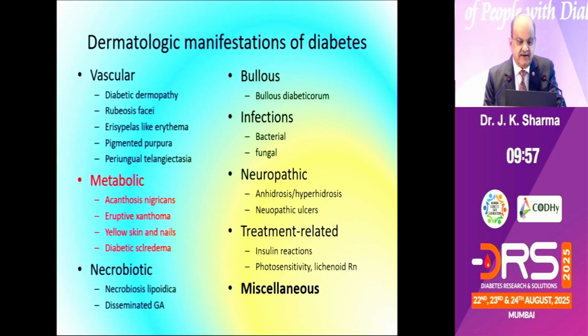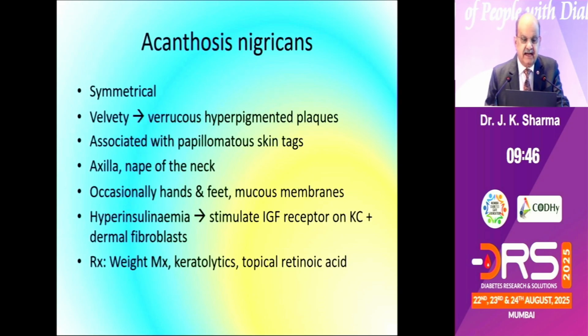Now coming to the metabolic. Acanthosis nigricans, we all know about this. Eruptive xanthomas, yellow skin and nails, and the diabetic scleroderma. Acanthosis nigricans: they are symmetrical, verrucous, hyperpigmented plaques associated with papillomatous skin tags, in the axilla, nape of the neck, occasionally hands and feet also, mucous membrane.